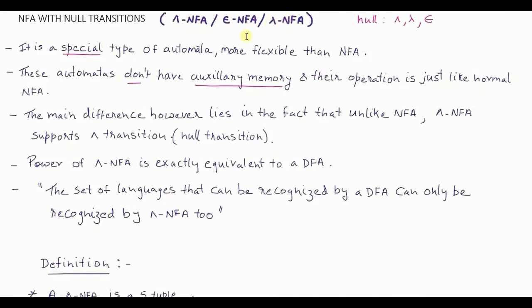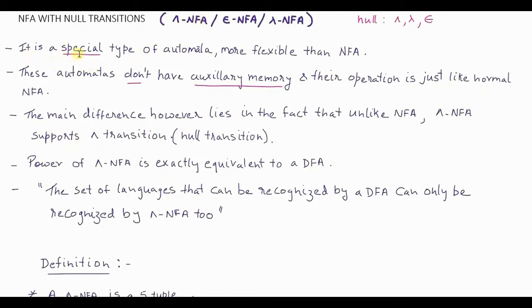So this is also called NFA with null transitions. If you are using this symbol for null, it is called NFA with lambda transitions, and if you are using that symbol, it is called NFA with epsilon transitions. So I will always call it NFA with null transitions, and I will use this notation here. Now, what is this NFA?